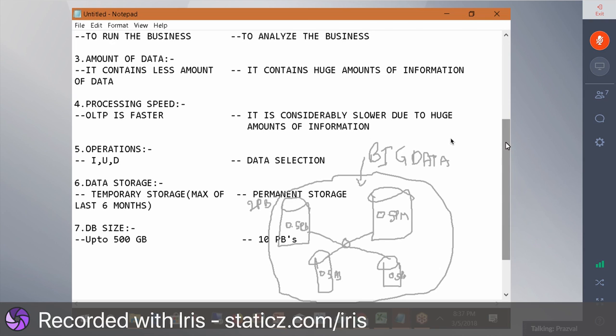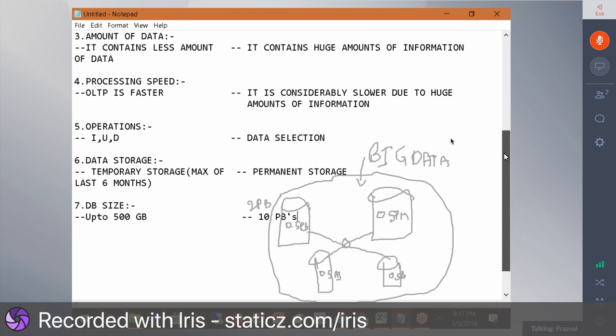What about operations? OLTP has inserts, updates, deletes, and on OLAP, data selection. Data storage: OLTP is temporary storage, whereas OLAP is permanent storage. DB size: OLTP is up to 500 GB, and OLAP is up to 10 petabytes. So these are the basics you should know before learning anything.